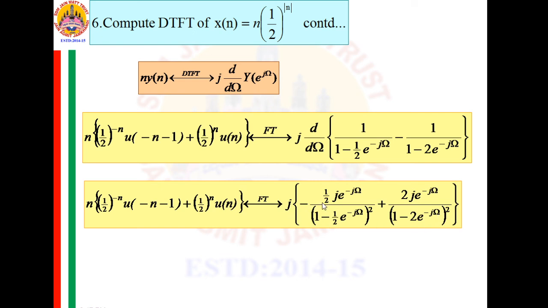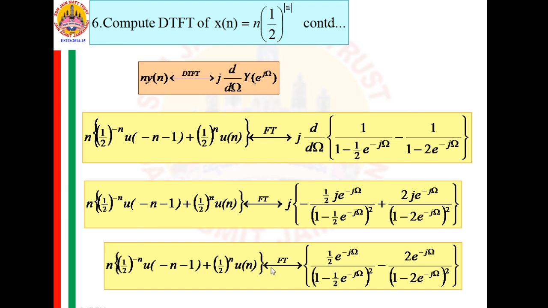When you multiply inside, this j and this j become minus 1, and this minus minus becomes plus, and here this minus. So we shall write this DTFT as (1/2)e^(-jΩ) by (1 minus (1/2)e^(-jΩ)) square minus 2e^(-jΩ) by (1 minus 2e^(-jΩ)) square. This was the DTFT of n times (1/2)^|n|.